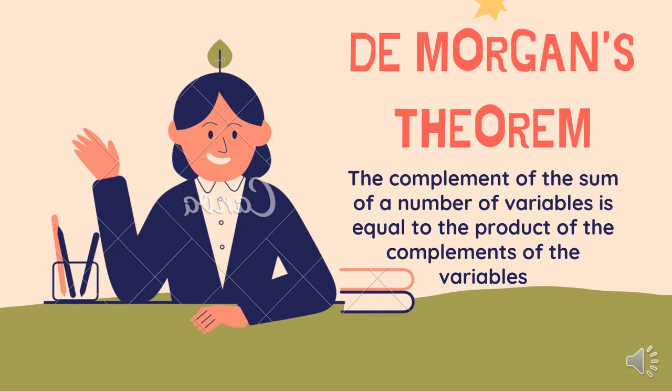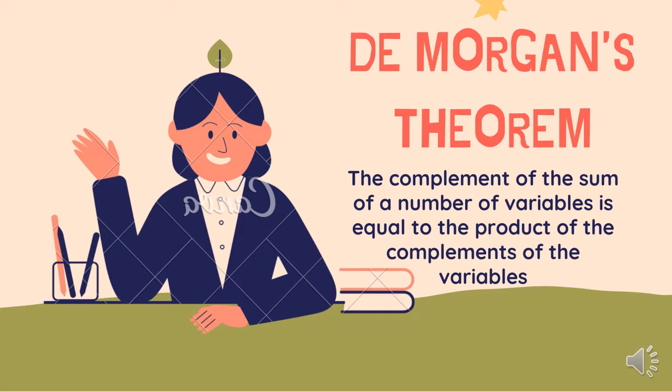Today's session we discuss De Morgan's theorem, theorem 1. That is, the complement of the sum of a number of variables is equal to the product of the complements of the variables.